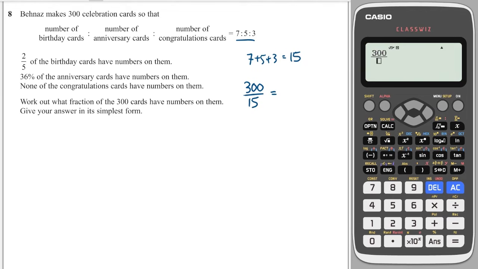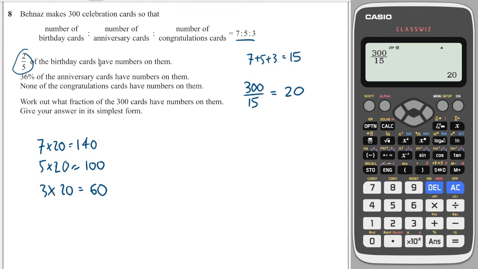And each piece, therefore, is worth 20 cards, which means birthday has 7 pieces, so 7 times 20 is 140, and anniversary has 5 times 20, which is 100, and congratulations has 3 times 20, which is 60.